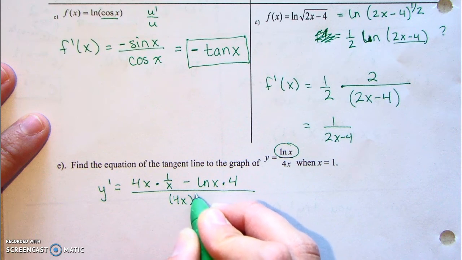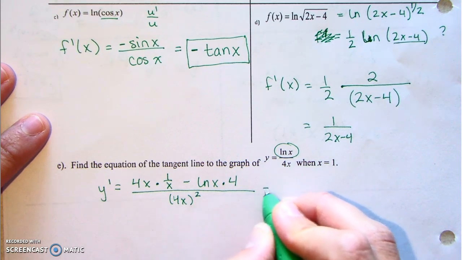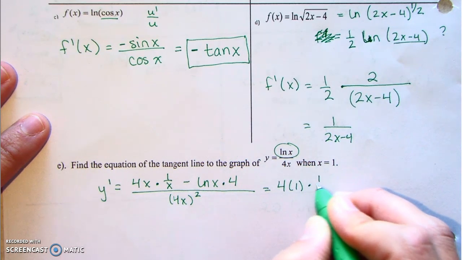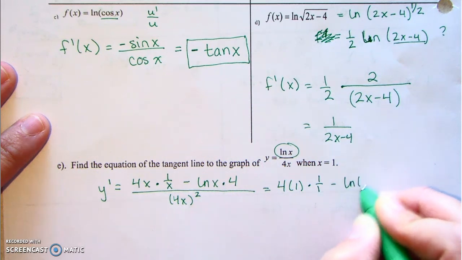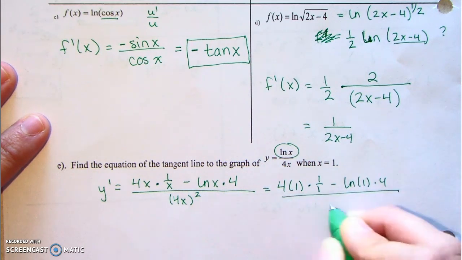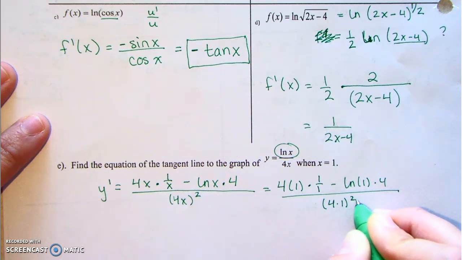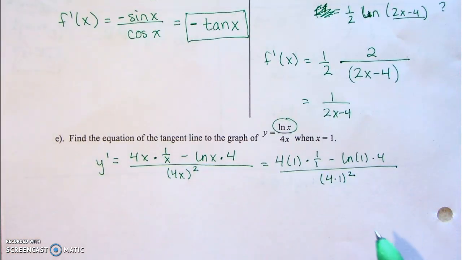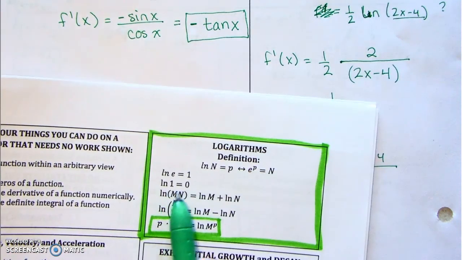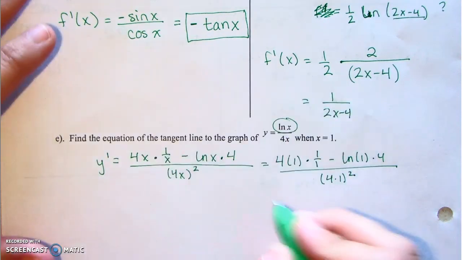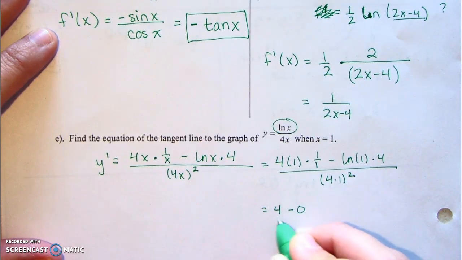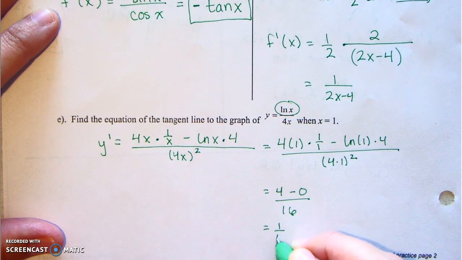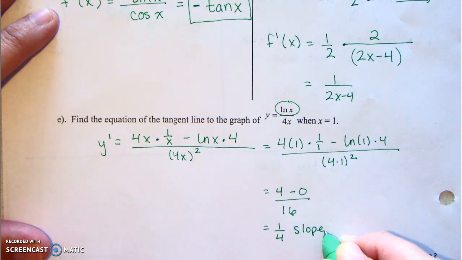And when I take a derivative, I get the slope. So I'm going to plug in 1 to find the slope. So I have 4 times 1 times 1 over 1 minus the ln of 1 times 4, over 4 times 1 squared. Okay, the ln of 1, go back to your formulas. It was on there. The ln of 1 is what number? 0. So this is going to be 4 minus 0 all over 16, which reduces to... I'm out of time. And that's just the slope, so you've got to finish it to find the line.